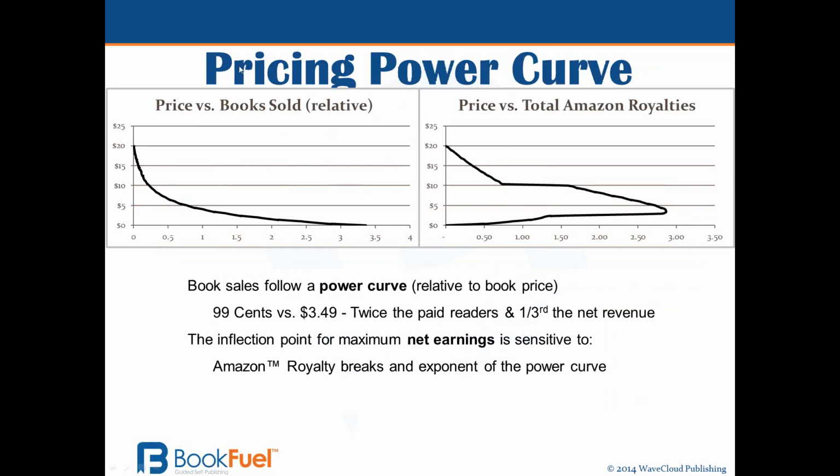Let me give you a look at that sort of power curve. Now, we're getting kind of technical, but pricing books follows a power curve relative to book prices. So what that means is that if you sell your book at 99 cents versus selling it at $3.49, you'll get about twice as many readers, but you'll get 1/3 the net revenue. And the inflection point for maximum net earnings is sensitive to Amazon's royalty breaks and the exponent of the power curve. So there's science behind this, but because Amazon doesn't reveal sales data, what you're going to have to do as an author is experiment.